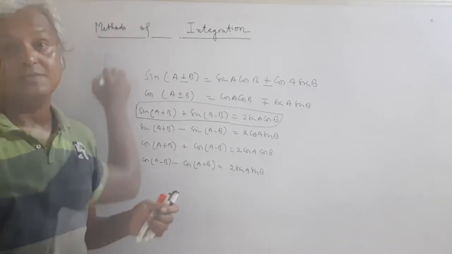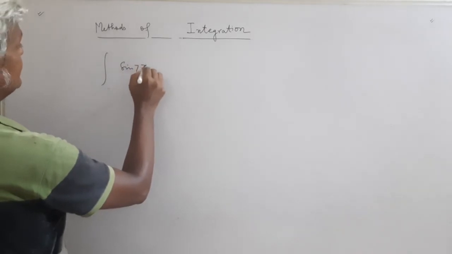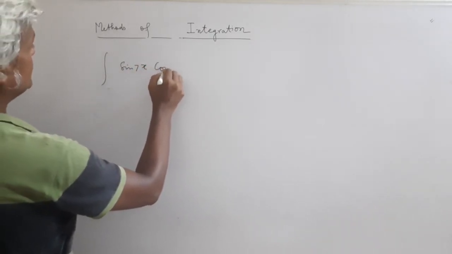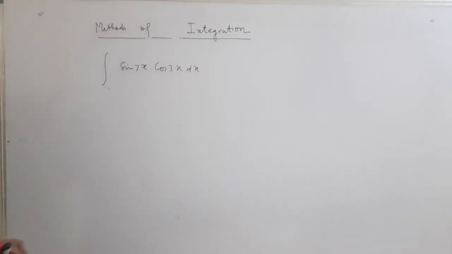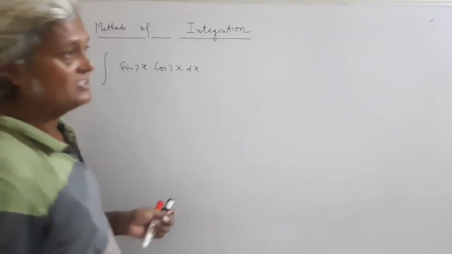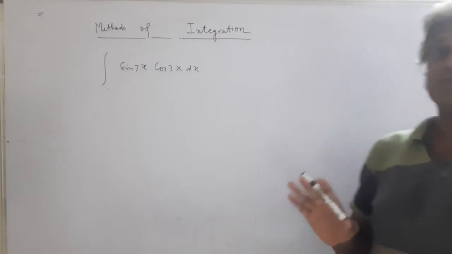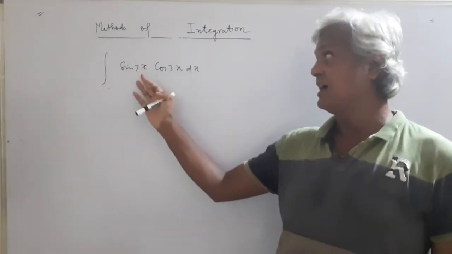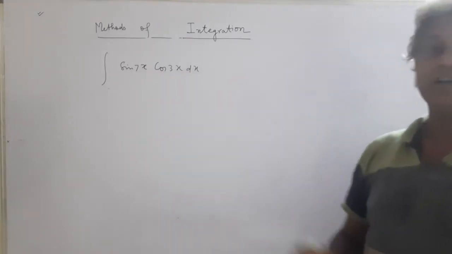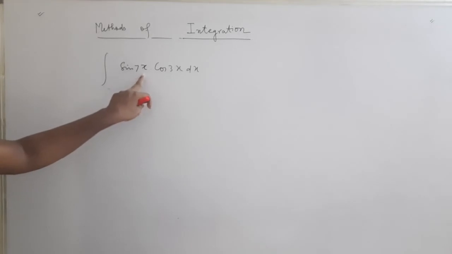Now suppose I have to integrate sine 7x cos 3x dx. Right now we do not have any way of finding the integration of a product. There is a concept called integration by product, but that will be studied later. Right now we do not have those sophisticated mathematical tools. We just have simple terms, sine 7x and cos 3x. How to find the integral?